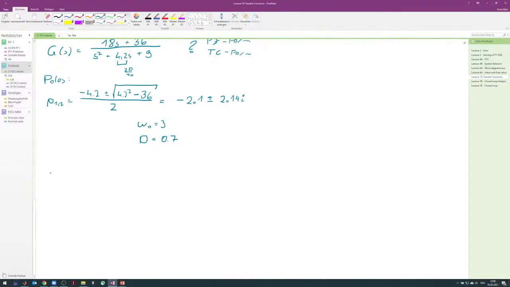We also have a zero, right? So let's write down our zero here. Our zero is minus 2, so 36 over 18 is minus 2. And the static gain, so if we let s go to 0, the static gain is going to be 4, 36 over 9, right? Okay, so technically we have everything ready to write down the pole zero form.